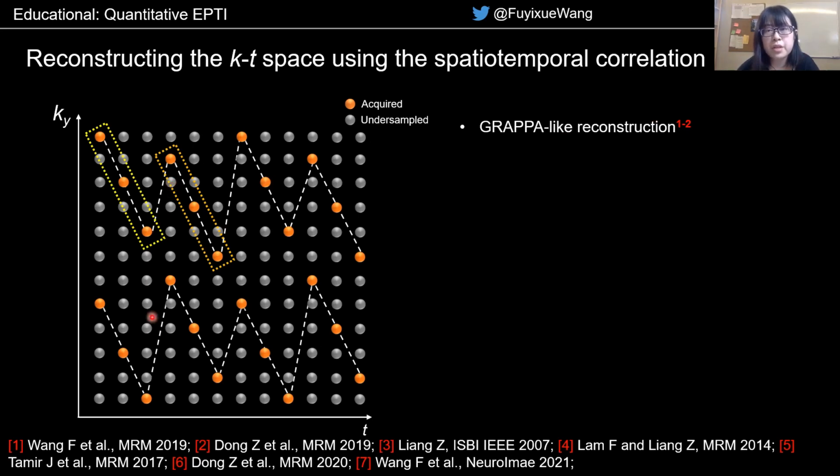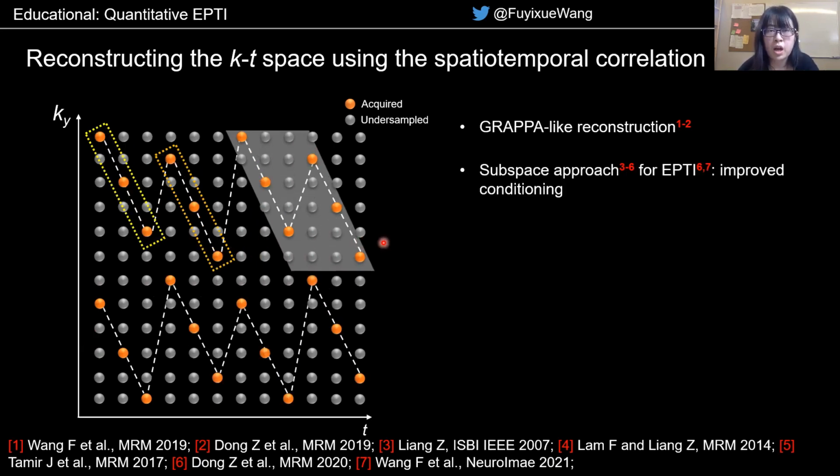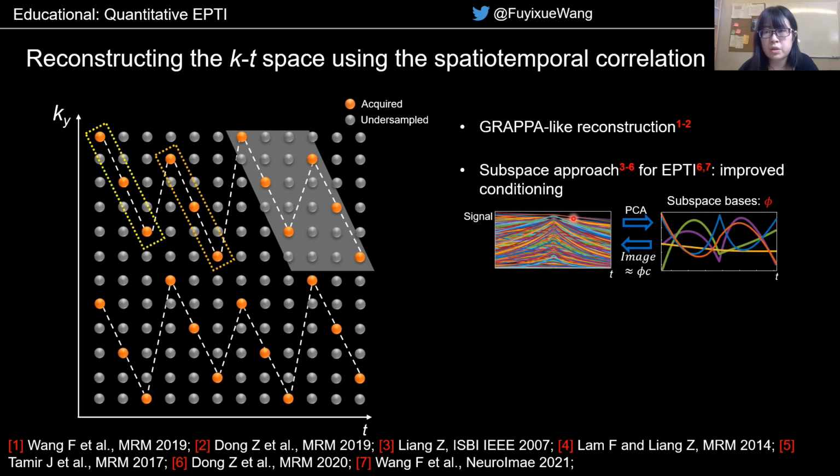To reconstruct the KT space, a GRAPPA-like reconstruction was originally used. A kernel that contains coil sensitivity and B0 information can be applied across the KYT space to recover missing data points. Now, a subspace approach is used to improve the reconstruction conditioning, which takes advantage of signal evolution priors and extracts a number of subspaces that can accurately represent the signal evolution across the echoes.